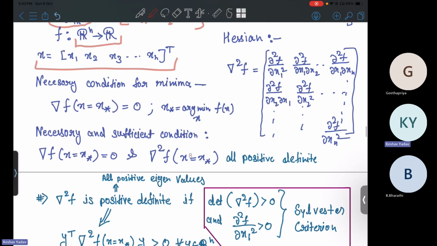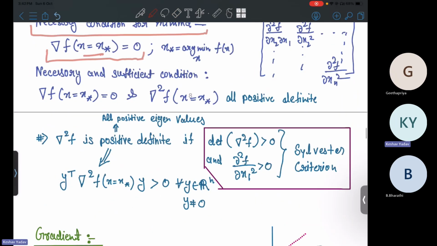Now, what will be the necessary condition here for the maxima or minima? The necessary condition will be that at this point my gradient should be equal to 0. And what will be the sufficient condition? The gradient should be equal to 0, and the Hessian should be positive definite.